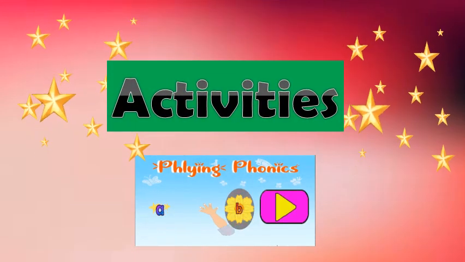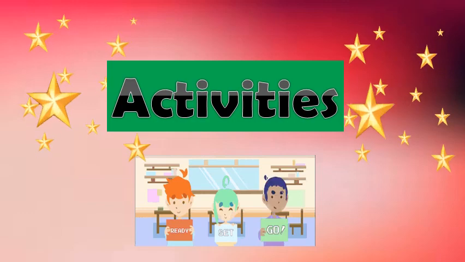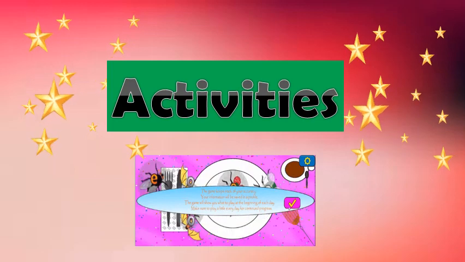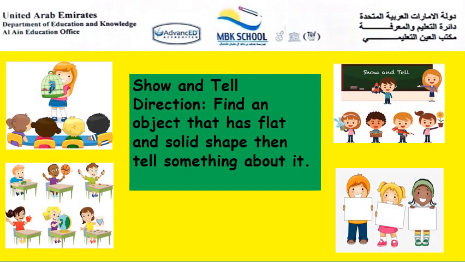Now it's activity time. Are you ready for the activity? All right, so get ready. Again, I didn't prepare any worksheets. You're not going to use any paper or pencil. You just need to find an object inside your house that has a flat or solid shape. You need to go around inside your house and find the things that are flat or solid shape.